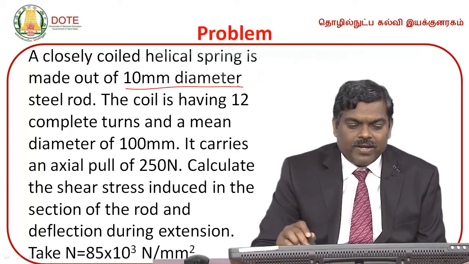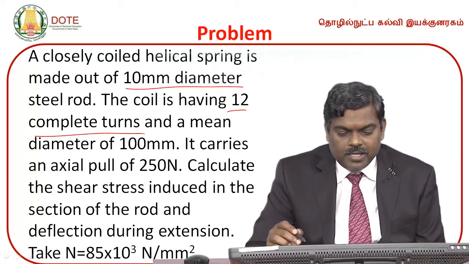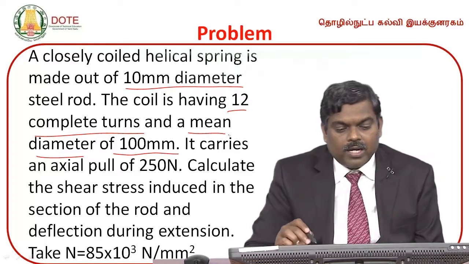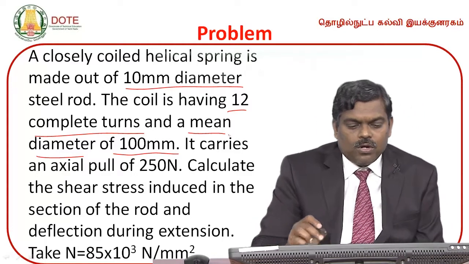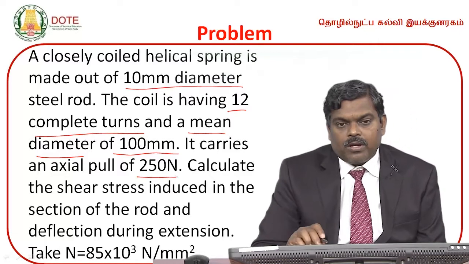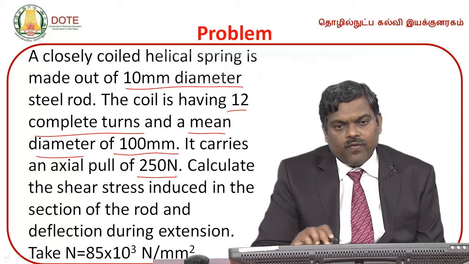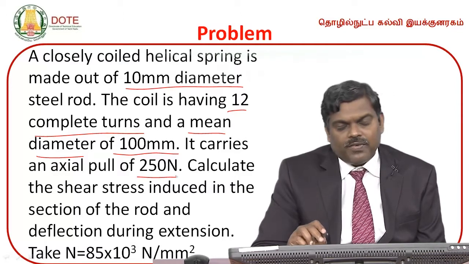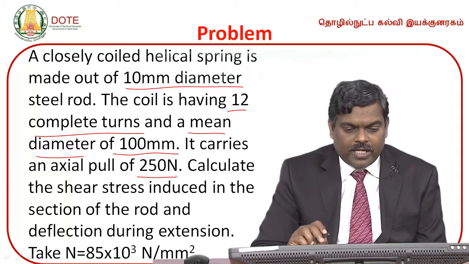The coil is having 12 complete turns and a mean diameter of 100 mm. It carries an axial pull of 250 Newton. Calculate the shear stress induced in the section of the rod and deflection during extension. Take modulus of rigidity of the material N is equal to 85 into 10 to the power 3.